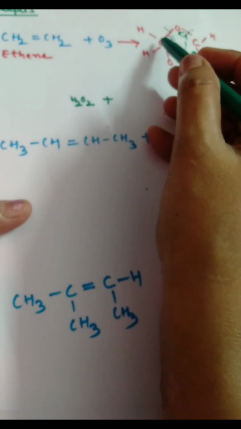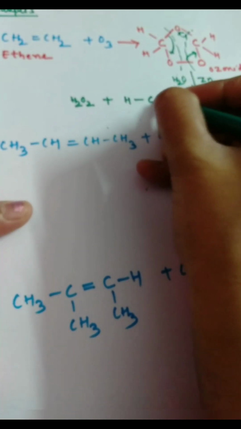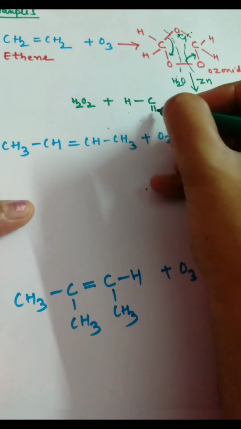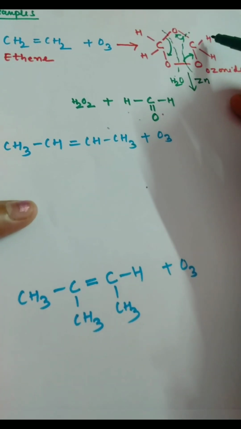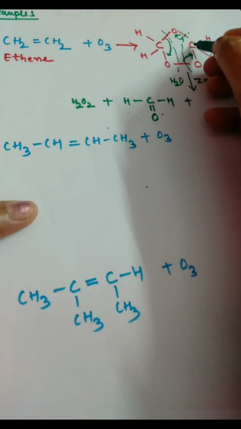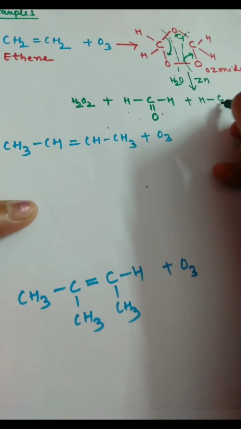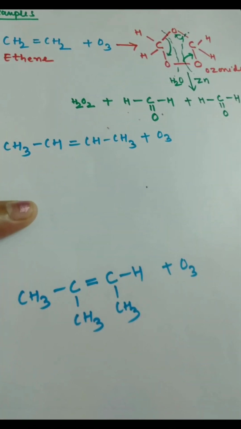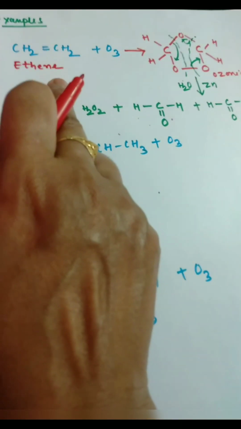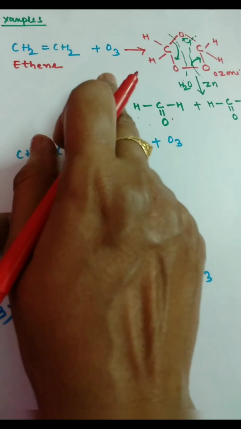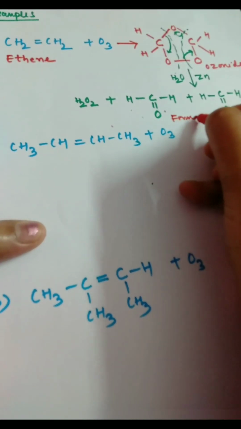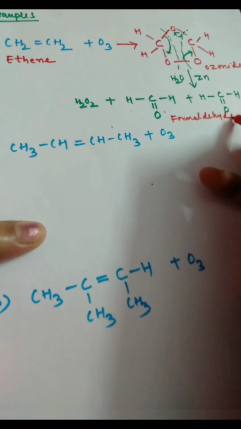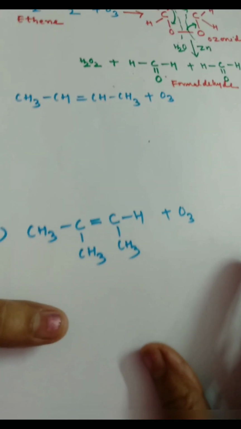And what are the two products formed? HC double bond OH, formaldehyde. Similarly here also plus HC double bond OH. That means when ethylene undergoes ozonolysis, the corresponding product is two molecules of the same aldehyde, that is formaldehyde.